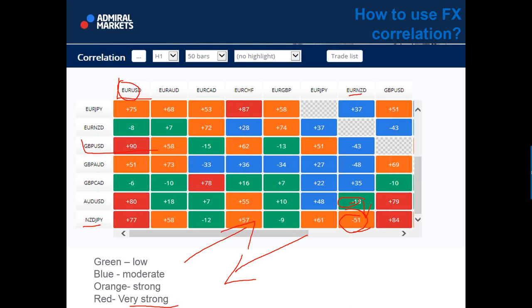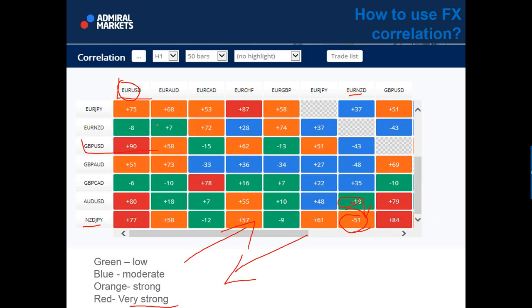Guys and girls, traders, this correlation table should help you and help your system to find entries for pairs which move or don't move at all in the same or opposite direction. It means that you will be safeguarded versus double exposure and unnecessary hedging.